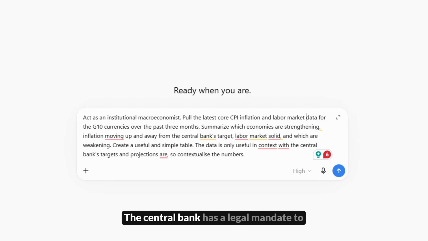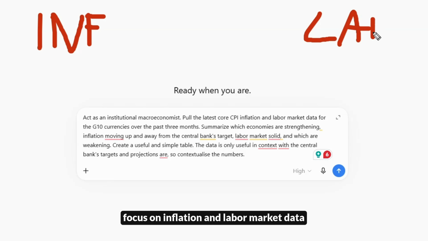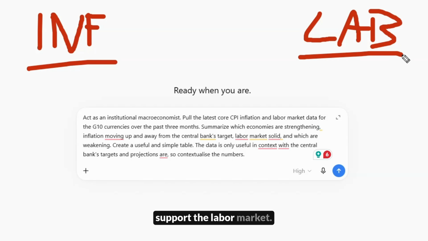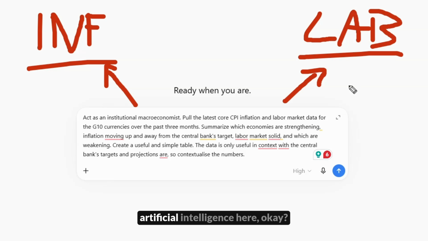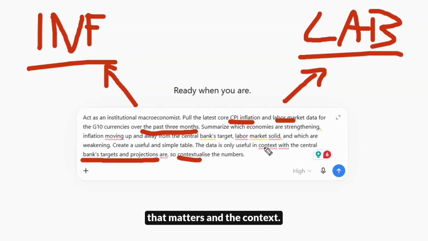The central bank has a legal mandate to focus on inflation and labor market data, keep prices stable and support the labor market. That's what it's obliged by law to respond and to act on. So we ask exactly for the 2 things that force a decision, and we deliberately throw out everything else because it's just going to confuse the artificial intelligence here, okay? That filter that we spent the first 2 parts of the videos working on is sitting right here in this prompt. The data that matters, the context that matters, and the context, okay?